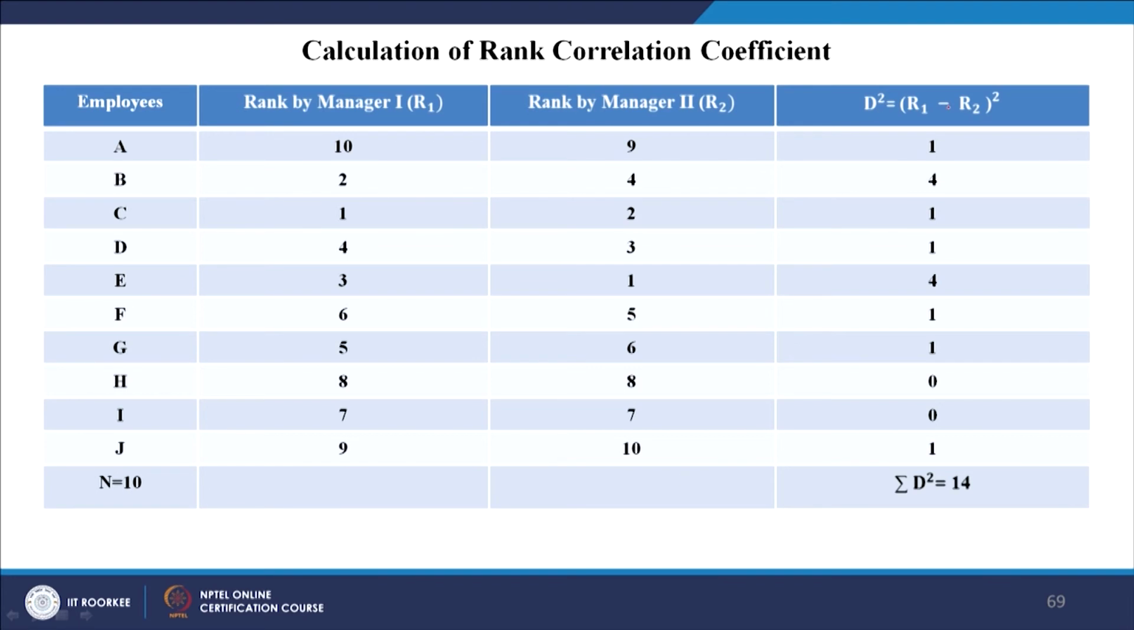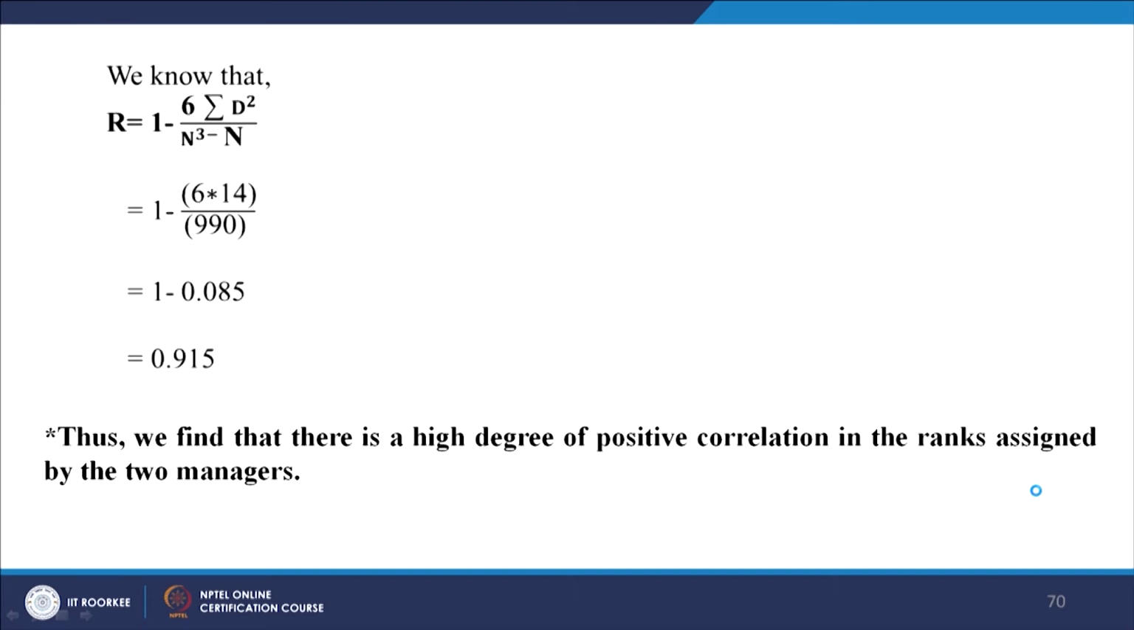So, I am finding the d, the difference between the two. The difference for the first one is 1, so I take 1 square; 2 minus 4 is minus 2, square 4; 1 minus 2 is 1, and it goes on. So, my sum of d square is 14. Now we know that the formula for Spearman's correlation is 1 minus 6 sigma d square by n square minus 1, or n cube minus n. It actually does not make much of a difference at all, right. So, if I do this, it comes to 0.915.